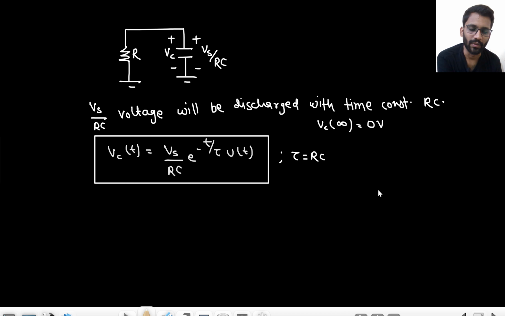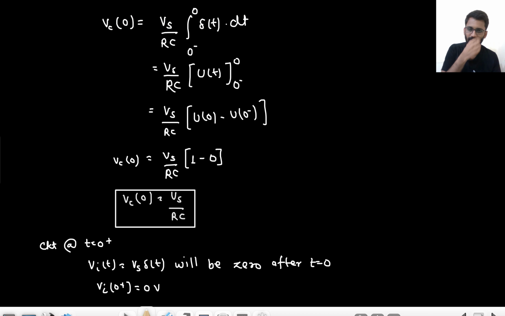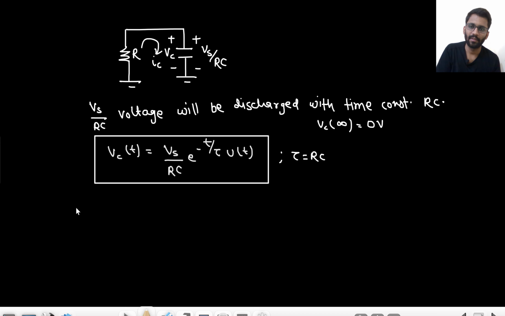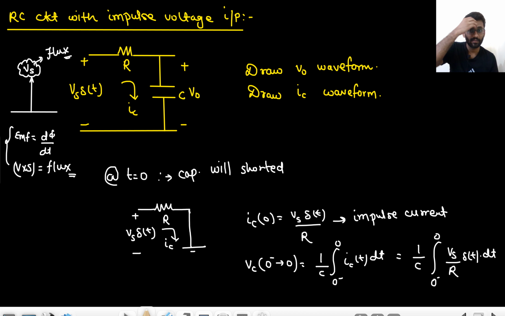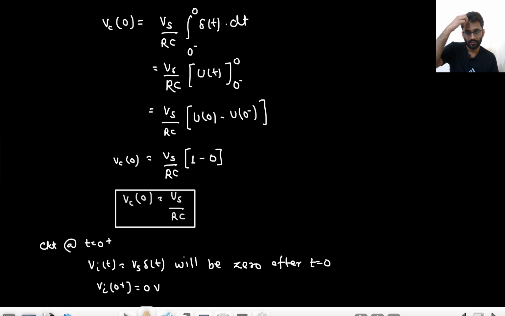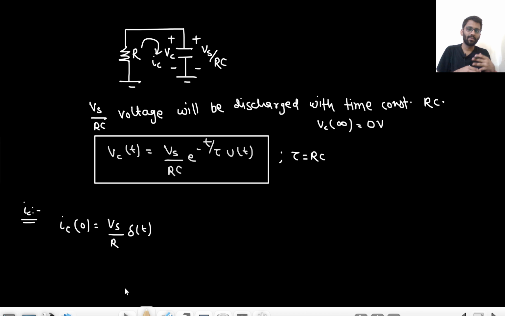What about Ic? Ic was shown like this. So this is Ic. Commenting on Ic, Ic(0) was, sorry, not Vs by Rc, Vs by R delta t, you can say. There is one thing only. So initially it is impulsive, then because of this capacitor, the Ic value at t equals 0 plus is what? Minus Vs by R square C.